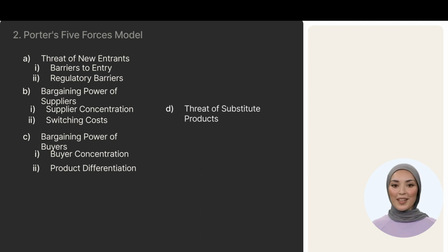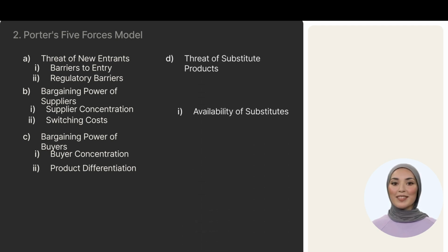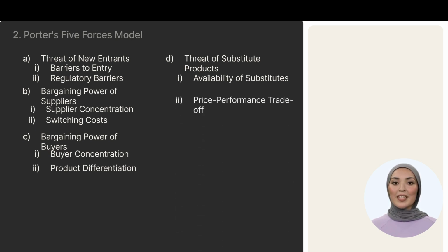Threat of substitute products. Availability of substitutes. The presence of alternative products or services can limit an industry's profitability. Price-performance trade-off. If substitutes offer better value or performance, they increase the threat.